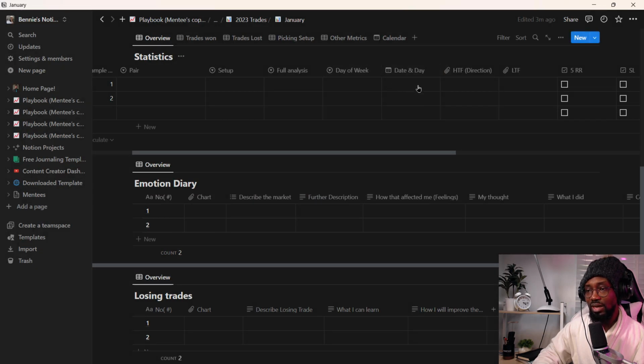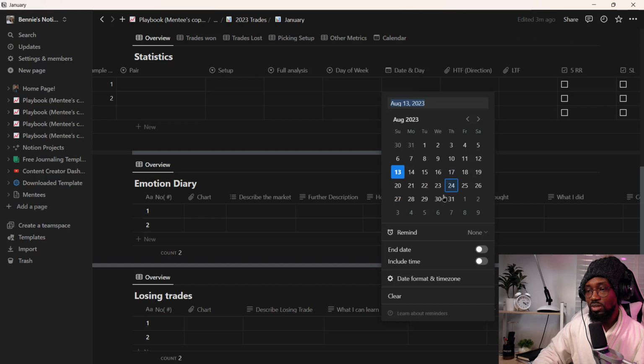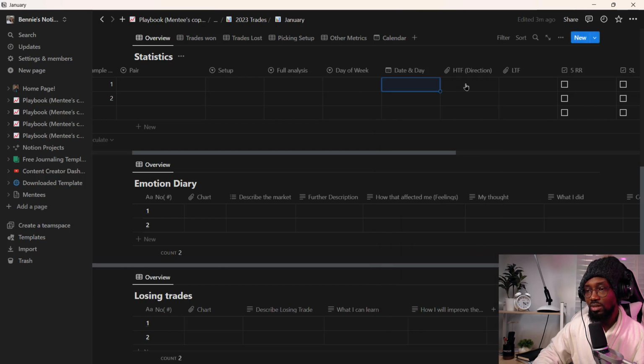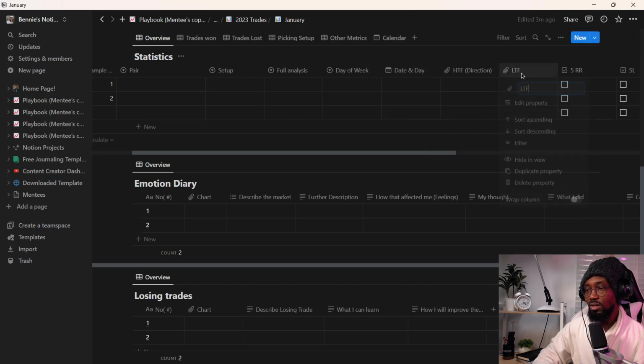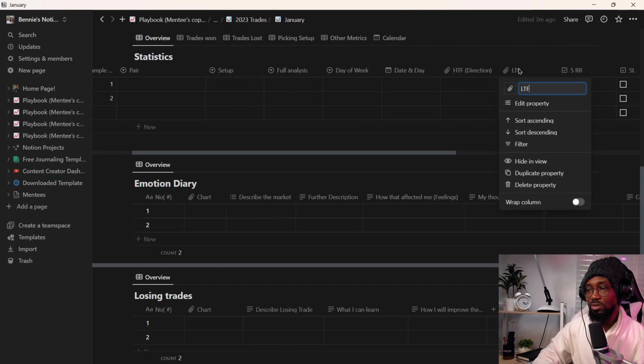What was the date, the entry date? So you see Notion has the date, so today's the 13th, right? So you can see 13th is here. You just click 13th, right? It's really easy. Then here you can either embed the link, so you just copy and paste the link, or if you took a screenshot, you choose the file from your phone or your computer, right? And then it's the same thing here. So you can see this is a higher time frame, this is a lower time frame.